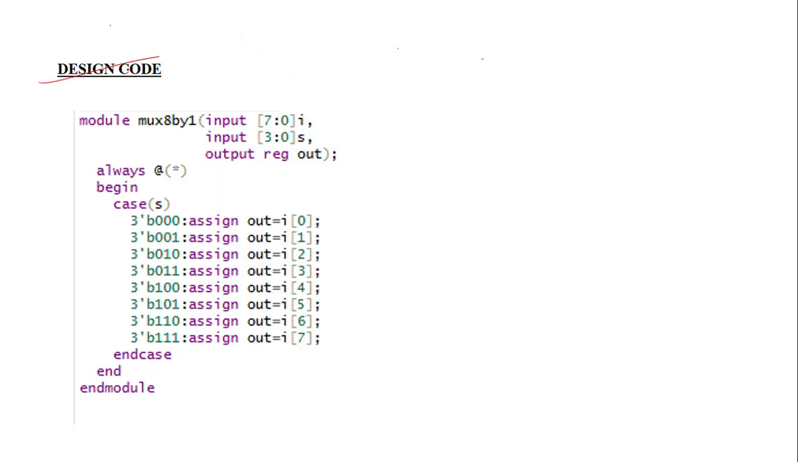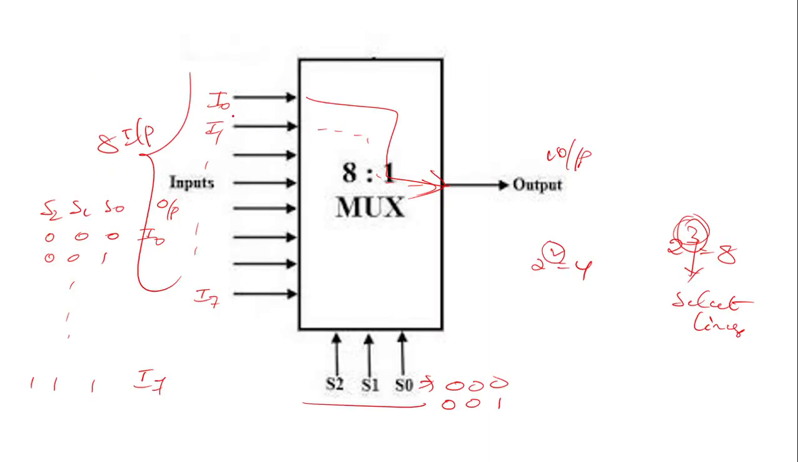So it is our design code. The design code in Verilog starts with module and ends with endmodule. We already know about this. The module keyword is followed by the module name. So it is our module name. Inside the module braces, we are writing the input ports. So what are the input ports here? The input ports are I0, I1, I2 and so on up to I7, meaning 8 inputs.